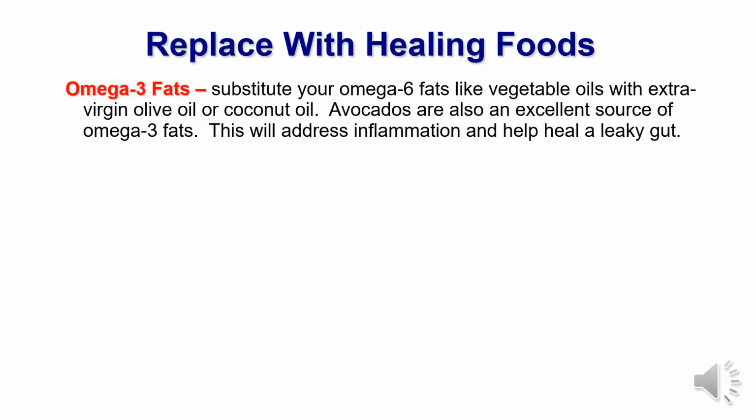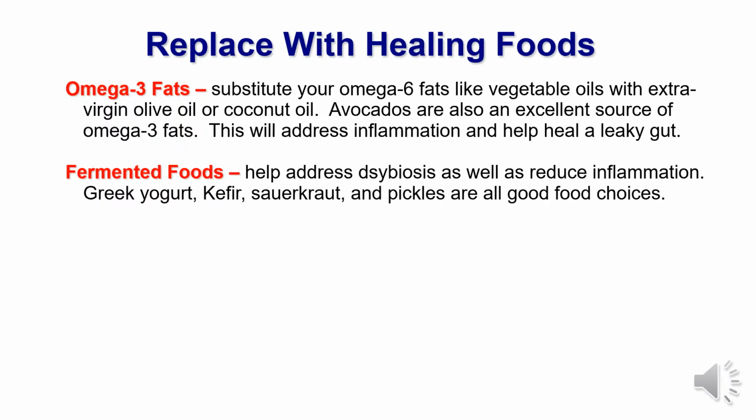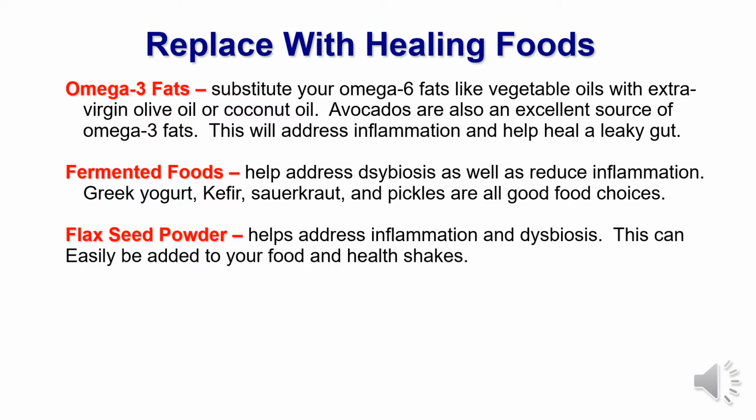Here are some more healing foods. Omega-3 fats. Substitute your omega-6 fats like vegetable oils with extra virgin olive oil or coconut oil. Avocados are also an excellent source of omega-3 fats. This will address inflammation and help heal a leaky gut. Fermented foods. Helps address dysbiosis as well as reduces inflammation. Greek yogurt, kefir, sauerkraut, and pickles are all good food choices. Flaxseed powder. This also addresses inflammation and dysbiosis. This can easily be added to your food and health shakes.